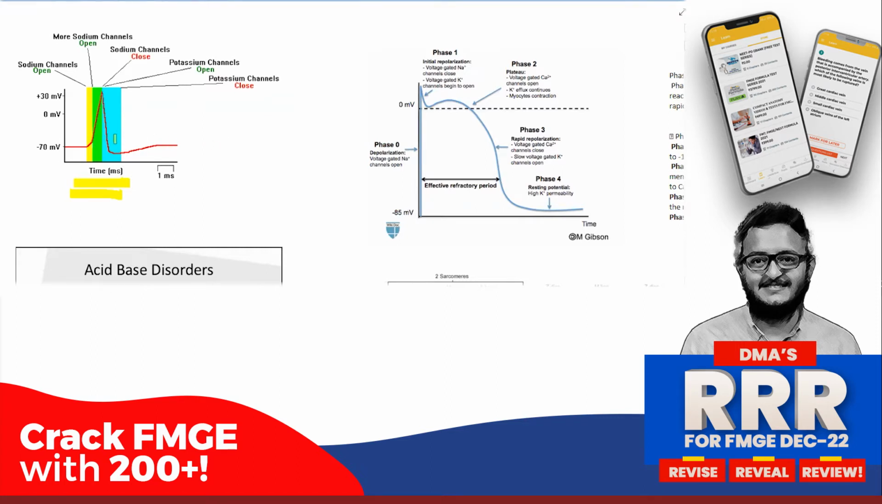So what does it say? It starts like this. This is your -70. -70 is your resting membrane potential, meaning the cell is at rest. Nothing is going on. Now a signal is coming to the cell. It may be some stimuli, maybe pain, noxious stimuli, or vibration or anything.